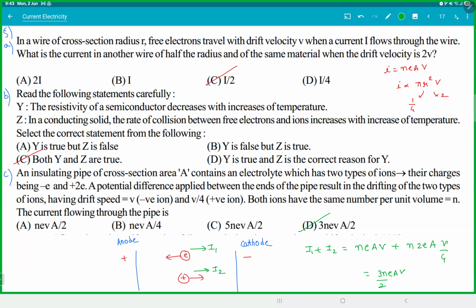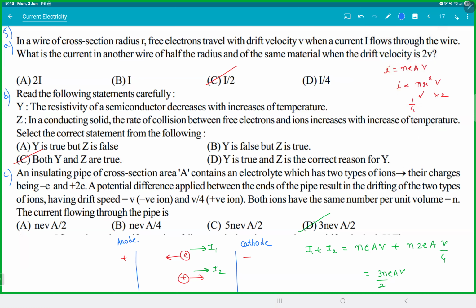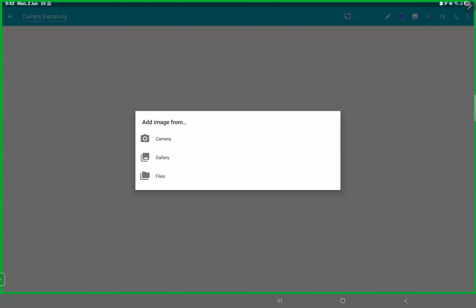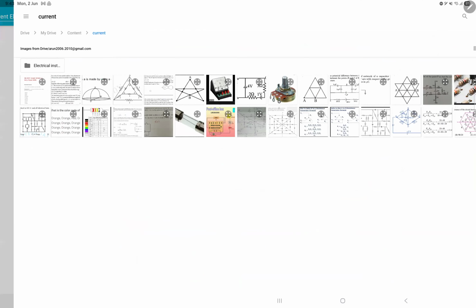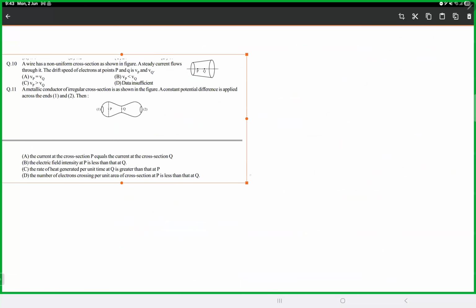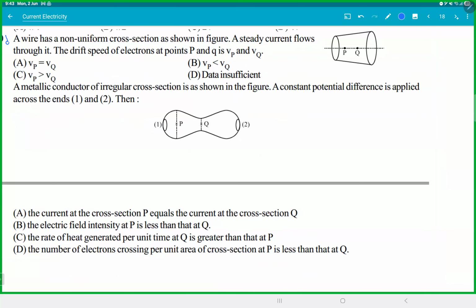The particles will go in the opposite directions, but because of the charge, the current will be in the same direction. This was the starting definition. The direction of positive charge is given as current. Clear, everyone? All clear with these three? Let's do these two also. E is a good one.